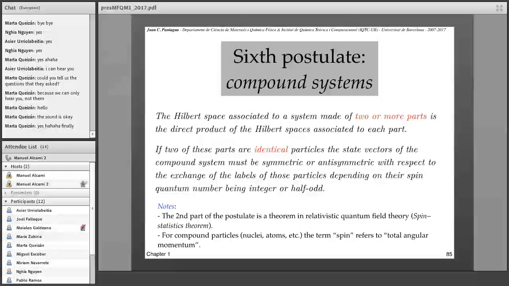Well, let's go to the final postulate. The final sixth postulate deals with compound systems, and it has two parts. First, the Hilbert space associated to a system made of two or more parts is the direct product of the Hilbert space associated to each part.